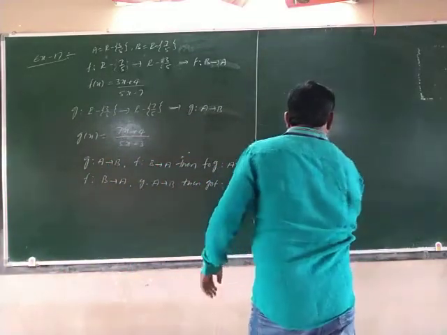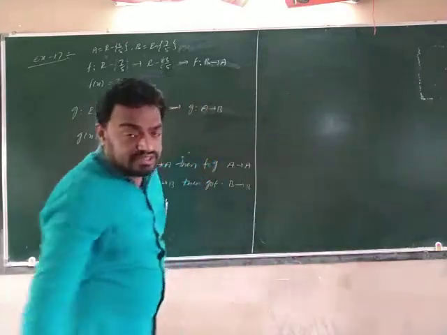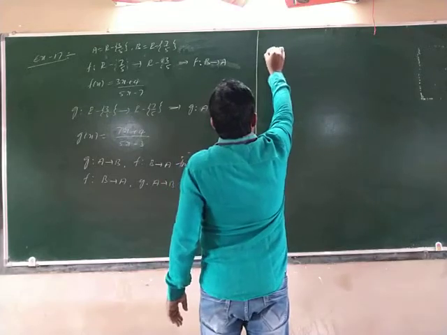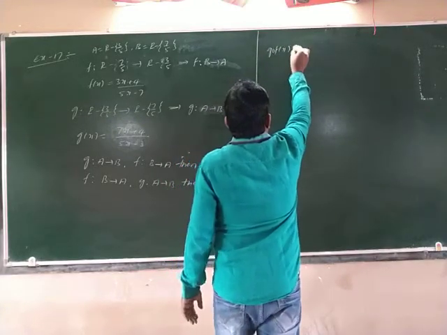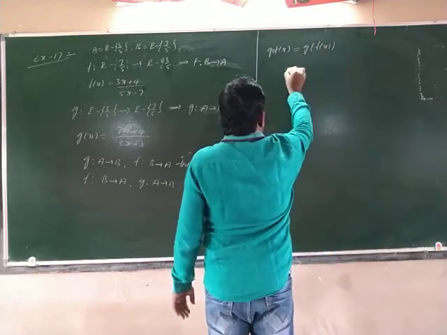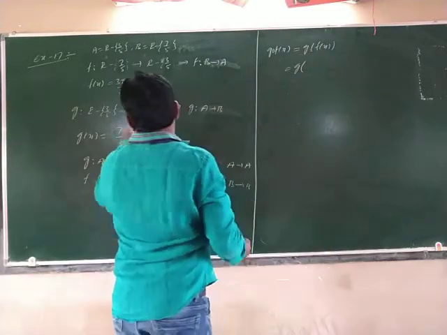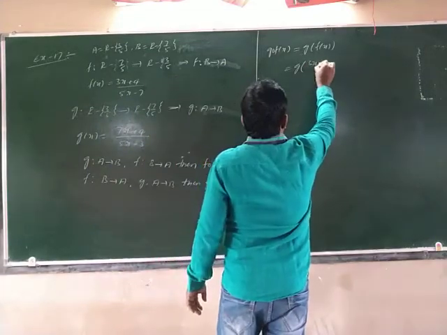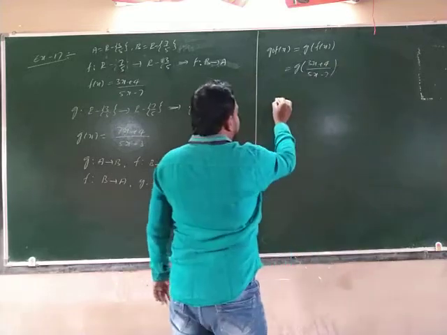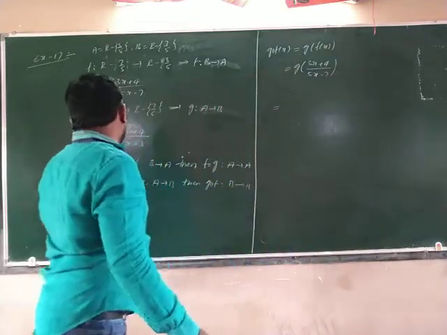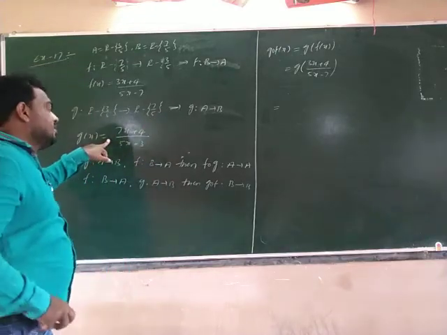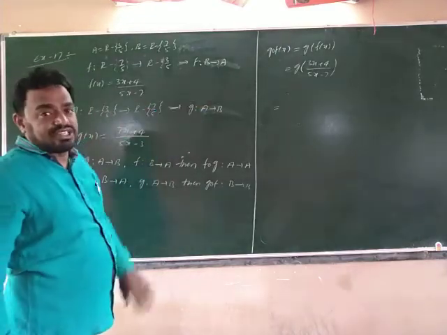g circle f of x. Only this part, this is common, already written. Now this one you see: g circle f of x. This is nothing but g of f of x, which equals g of (3x plus 4)/(5x minus 7). Here x is replaced by that fraction.